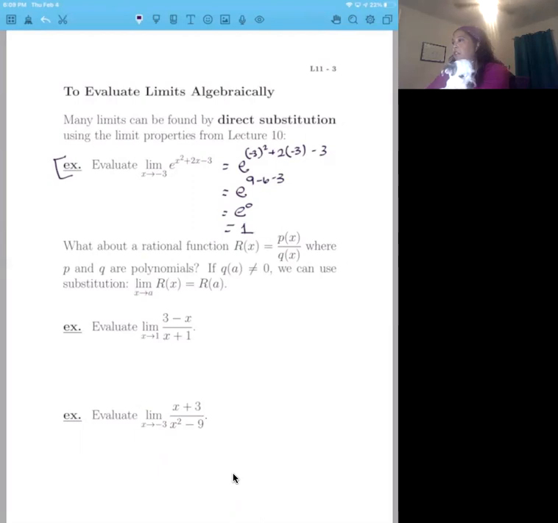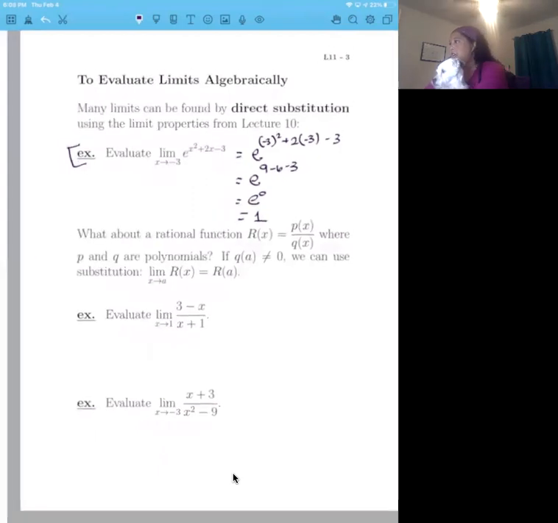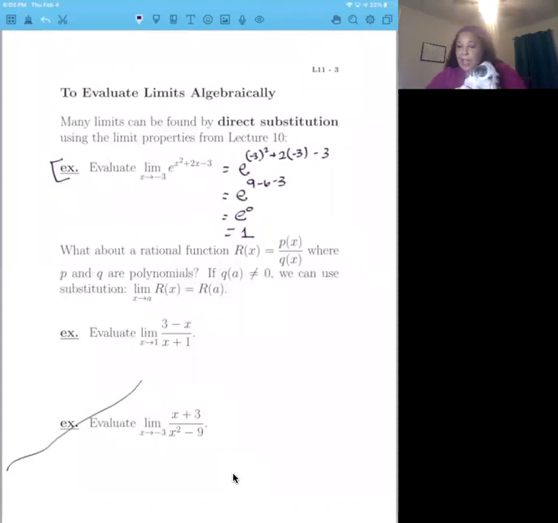All right, now let's take a look at some rational functions. These are going to work the same way as long as it is defined there. If I'm looking at this example right here, if I plug in 1 into the denominator, I'm going to get 2. I'm not going to get 0 in the denominator, so I can do a direct substitution. It's when I get a 0 in the denominator that there's a problem. So I'm going to directly plug in: 3 minus 1 over 1 plus 1, and we get 2 over 2, which is equal to 1.